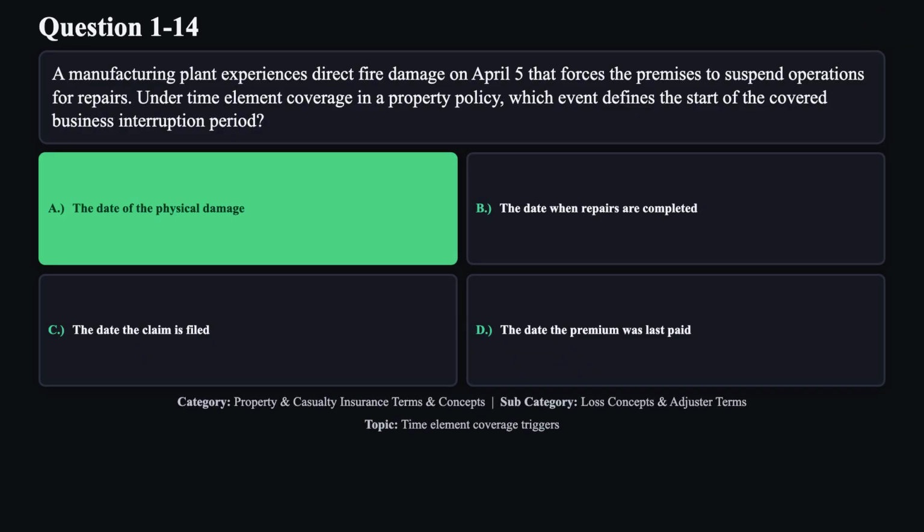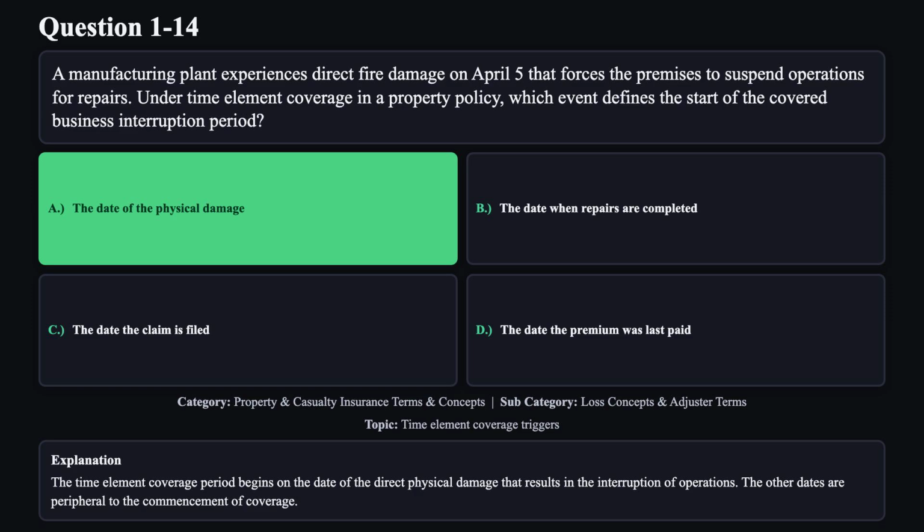The correct answer is A. The time element coverage period begins on the date of the direct physical damage that results in the interruption of operations. The other dates are peripheral to the commencement of coverage.